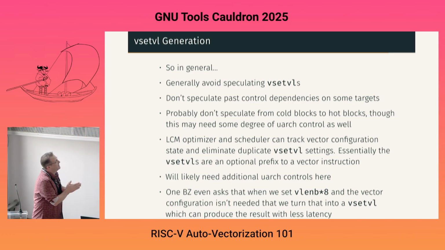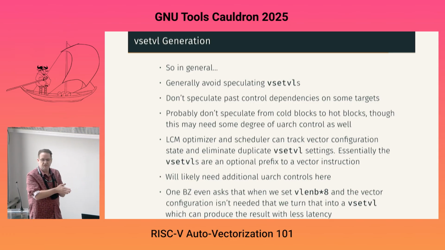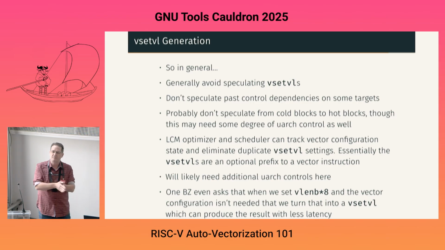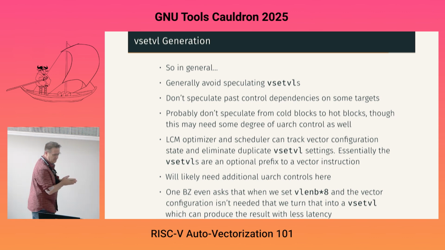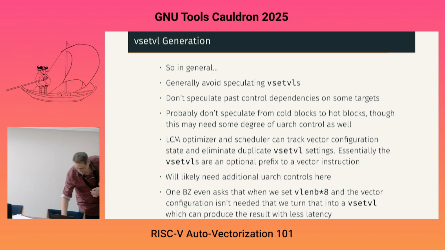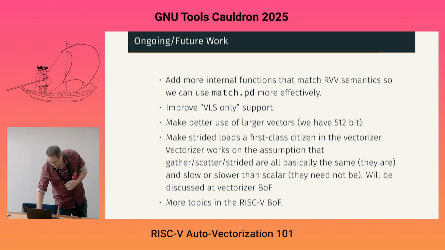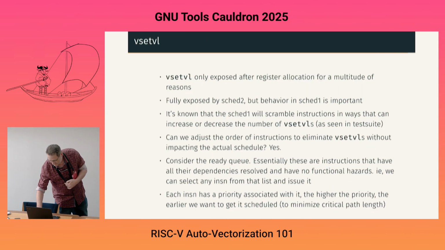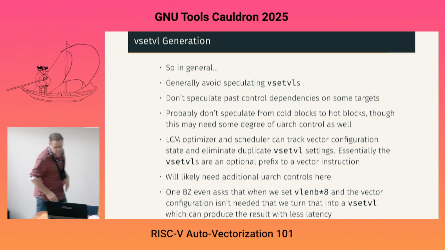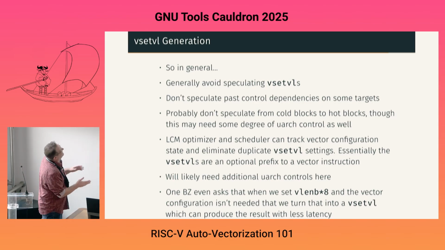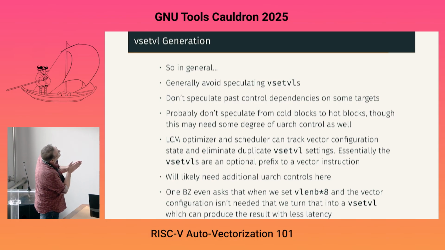So vsetvls. We are probably the only architecture that does this highly dynamic vector length setup, highly dynamic masking, blah blah blah. And gosh, I think it looks like there's a slide missing. Did we skip forward? All right. Huh? I don't know. So this looks more like a conclusion slide. All right, so I guess we'll just go with it.